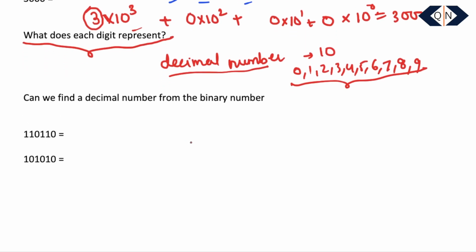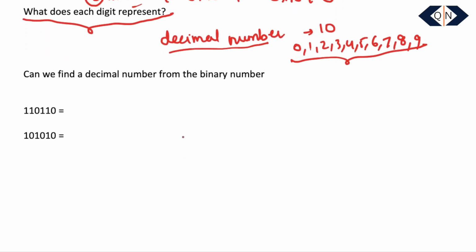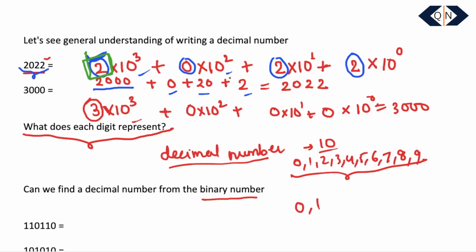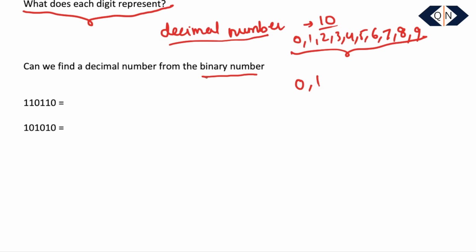Now the next question arises. We were continuously talking about the binary number. In the decimal number there are 10 digits, 0, 1, 2, 3, 4, 5, 6, 7, 8, 9. But in the case of binary there are two digits. So if there were 10 digits, we were giving it 10 to the power. Can we do the same for the binary number? Let's see.